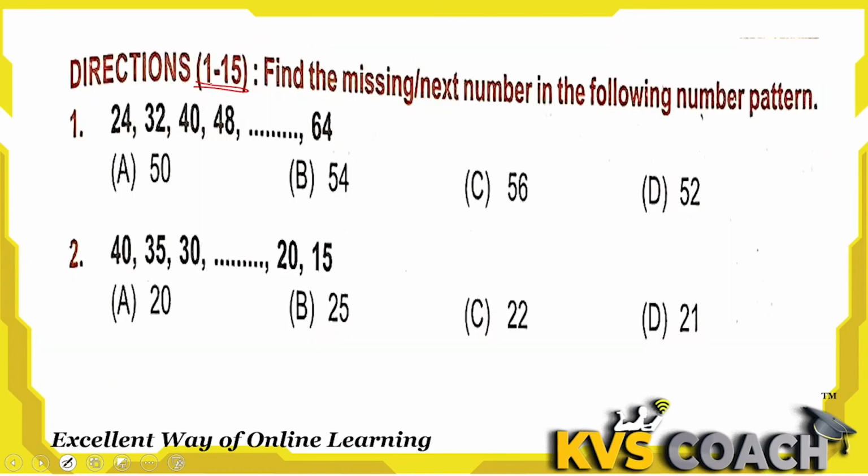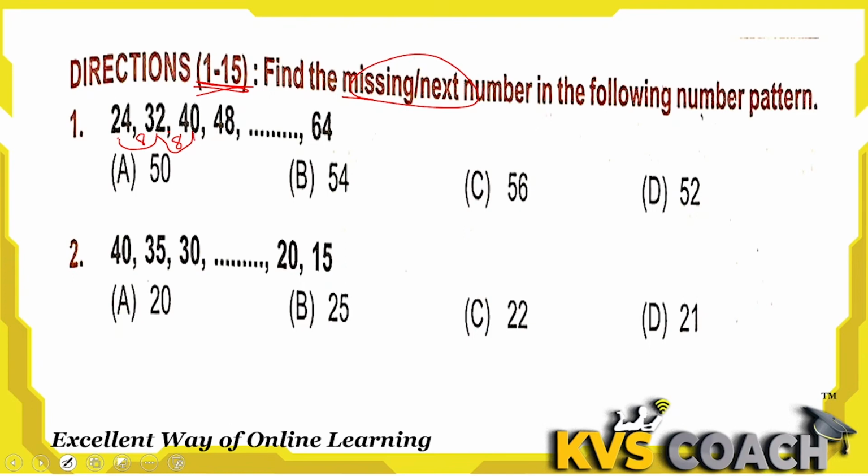Question 1. For directions 1 to 15, find the missing next number. Let's check: 24, 32. Here I have added 8, then I get 32. Then 32 to 40, again I am adding 8. In this type of question you have to decide how the next number comes. This will show you the pattern of the numbers coming one by one, and then you can find the number.